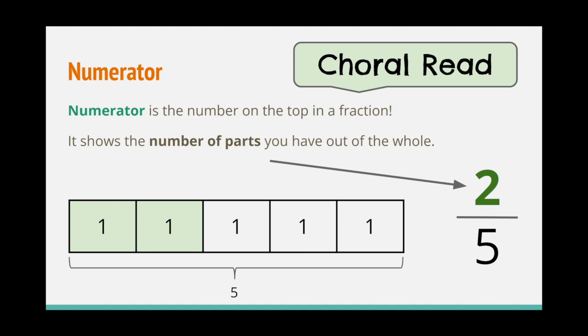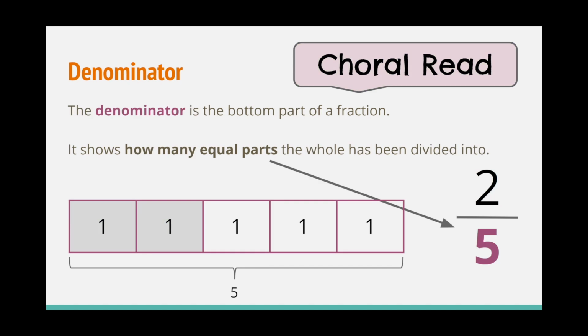So a fraction has 2 parts. The numerator, which is the number on the top in a fraction. This shows the number of parts you have out of the whole. So there are 2 parts shaded in out of the 5 parts. Miss Fouch jumping in here. The second part of a fraction is called the denominator. This is the bottom part of a fraction. It shows how many equal parts the whole has been divided into. So 2 parts are shaded, but you have 5 parts in all.